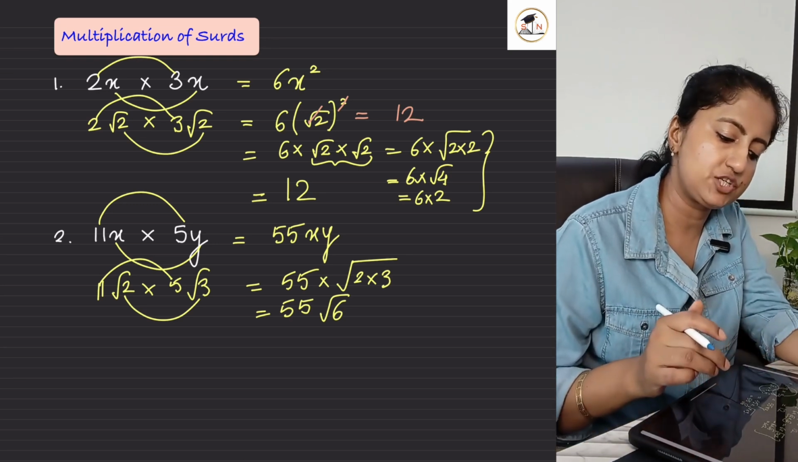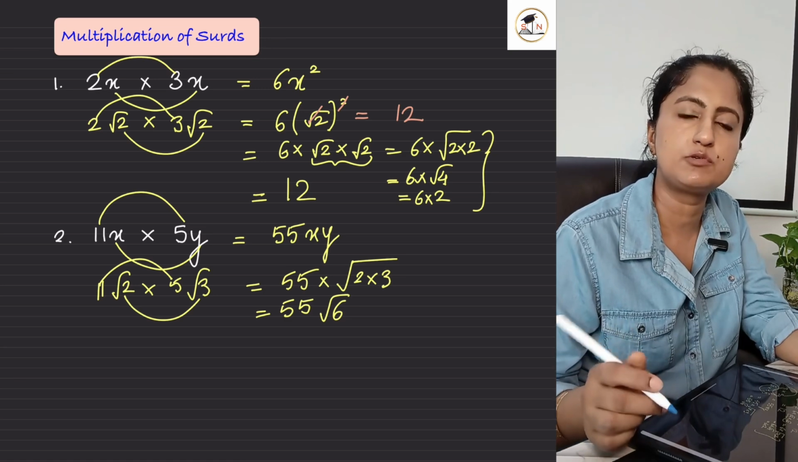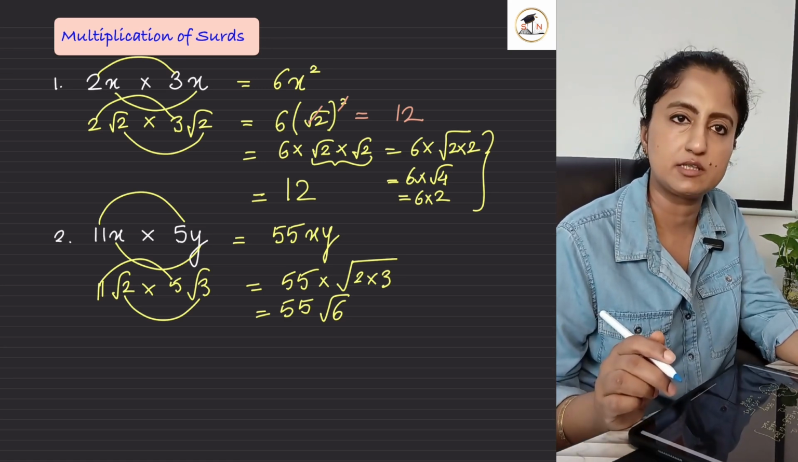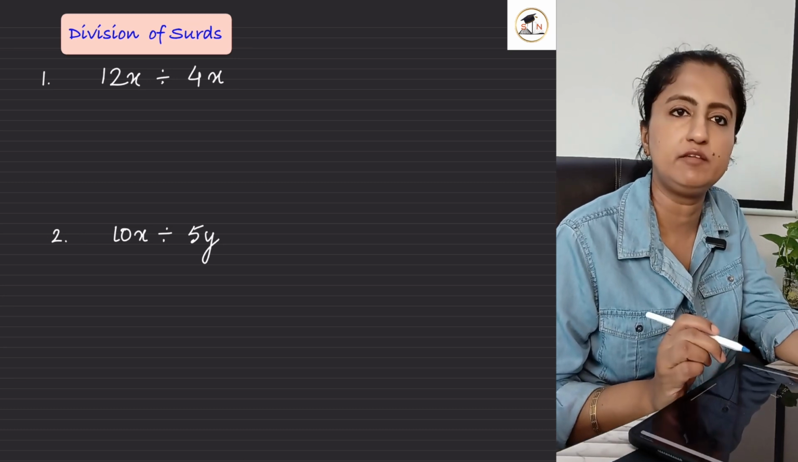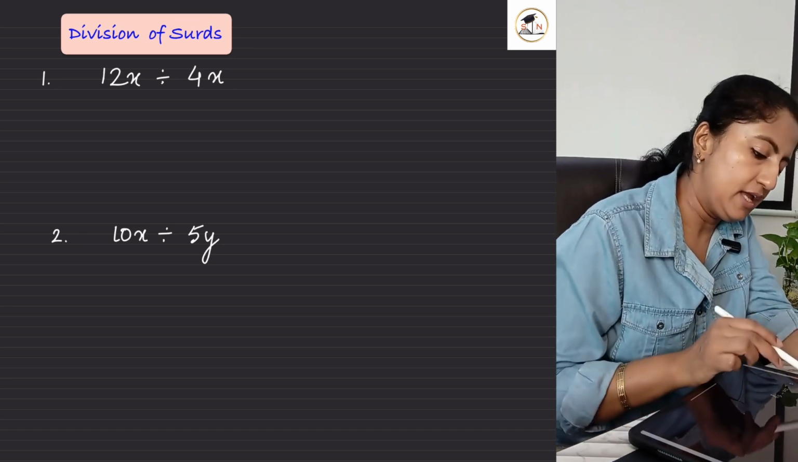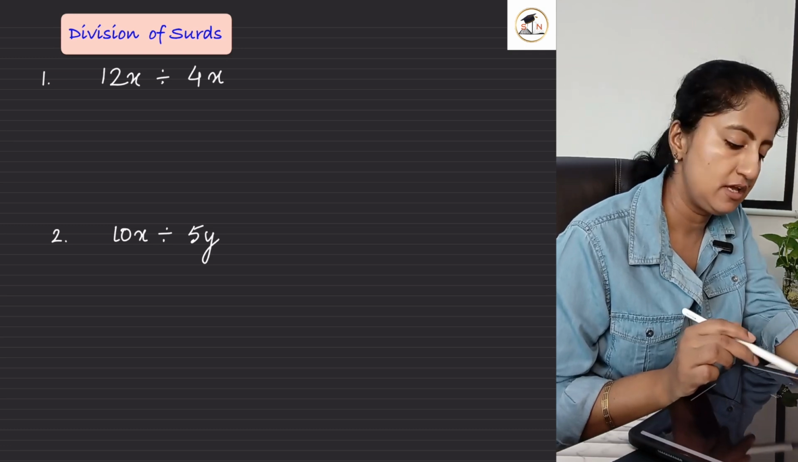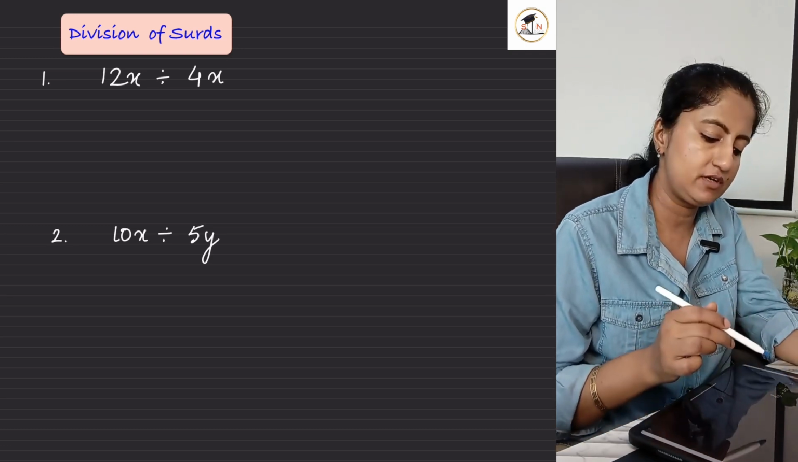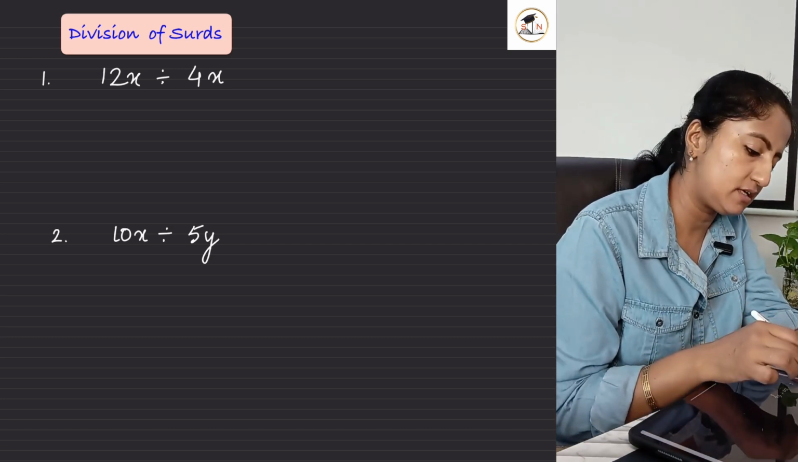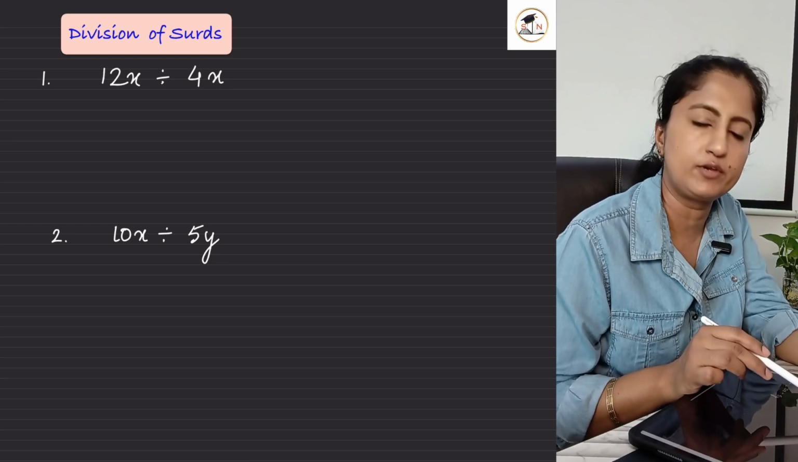This is multiplication where we have learned that whether they are different roots or the same roots, they can multiply with each other. Okay. Now let's move on to the last operation, which is division. In division also, I have given two examples for variables. The first example has like variables and the second has unlike. So let's start. The first one is 12x divided by 4x.